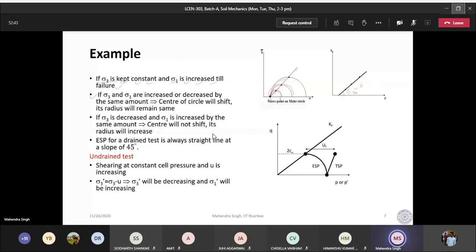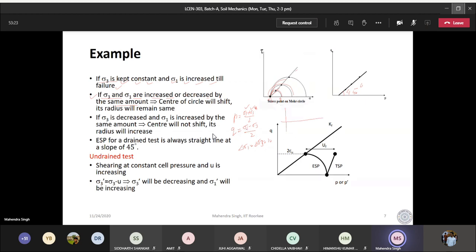Another example I have taken is if sigma 3 and sigma 1 are increased or decreased by the same amount. Now let us see what happens. So P is equal to sigma 1 plus sigma 3 by 2, sorry, and Q is equal to sigma 1 minus sigma 3 by 2. Now suppose I do a test and I am increasing sigma 1 and sigma 3 by the same amount. So delta sigma 1 is equal to delta sigma 3 is equal to, let us say, some value 10. So what is going to happen in this case?